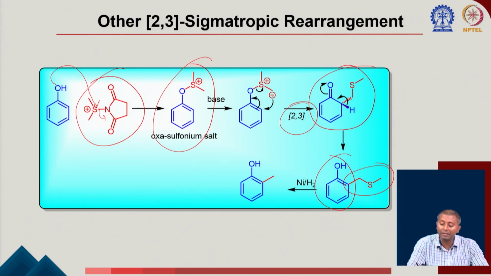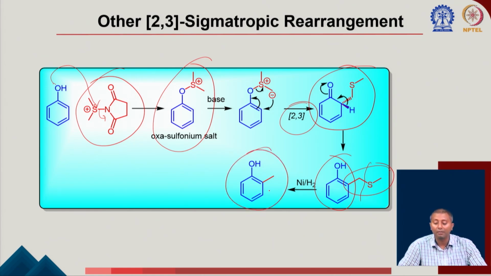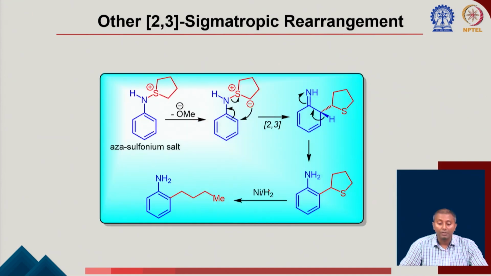After that, if you do a Raney nickel reduction, then this carbon sulfur bond will be cleaved, and it will generate the corresponding ortho methyl phenol. Okay. Several other variations of this type of reaction.